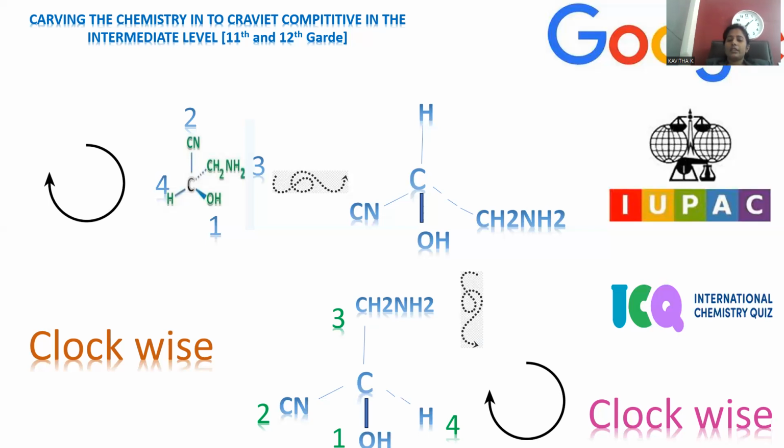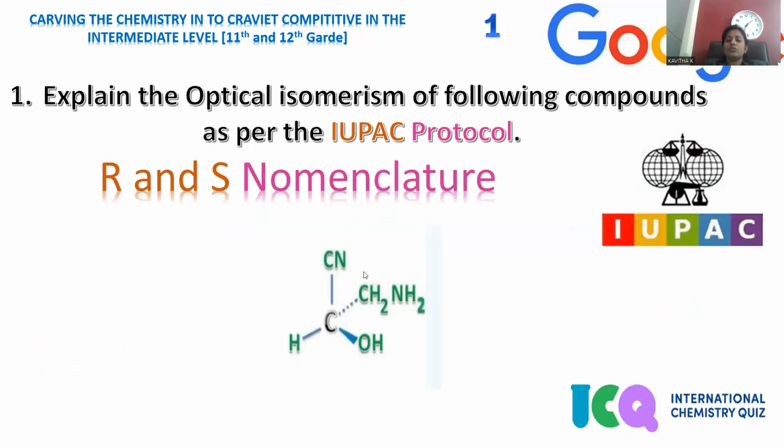So in this condition, you are moving in this direction. This is again a clockwise motion. Clockwise motion will give the configuration R. So the given compound is said to be R configurated. So if it is R configurated, how can we give its IUPAC name?